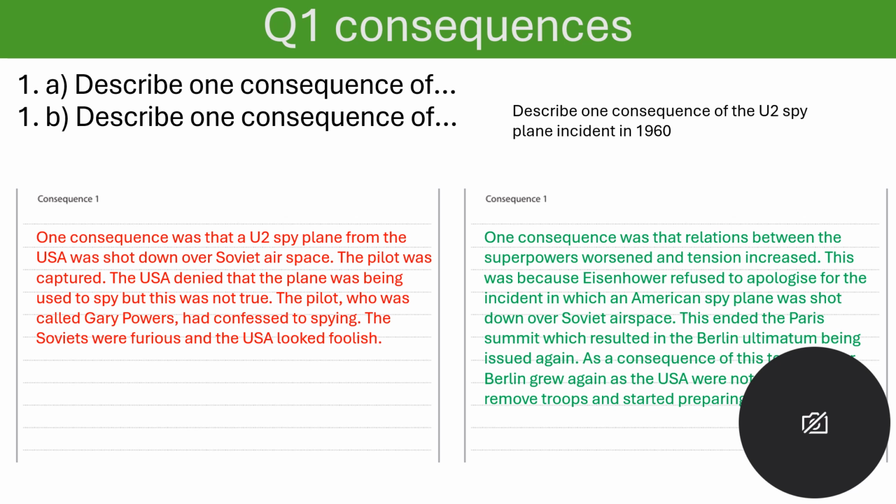Now you should have noticed that the difference between them is this. The one in red describes the event in the question. So it describes the U-2 spy plane incident. And that's why it's in red, because it hasn't really answered the question. Because the question asks about a consequence. So what happens because of the U-2 spy plane incident. So the answer in green is strong because it writes about what happened next. What did the U-2 spy plane incident cause? So again, just making sure that when you get this question, you're writing about what happens afterwards and not the event in the question itself.